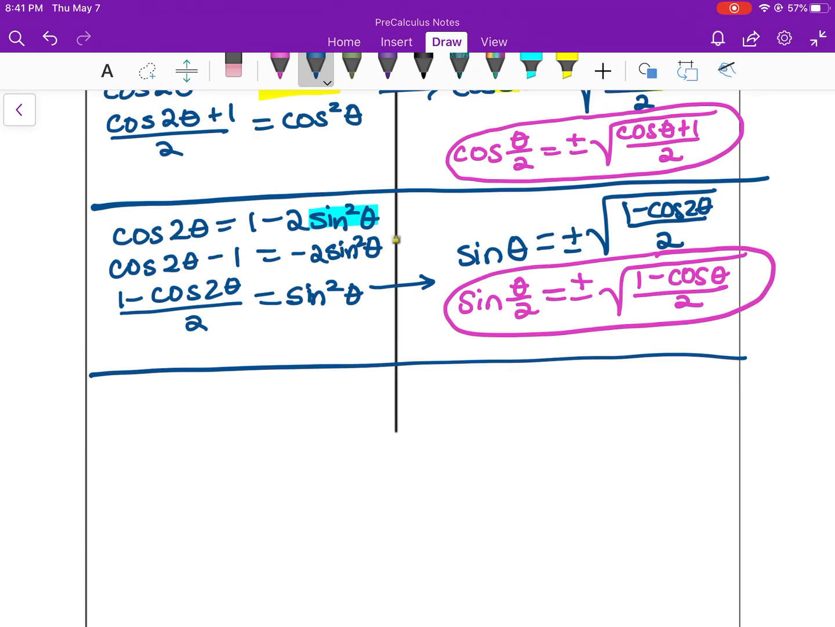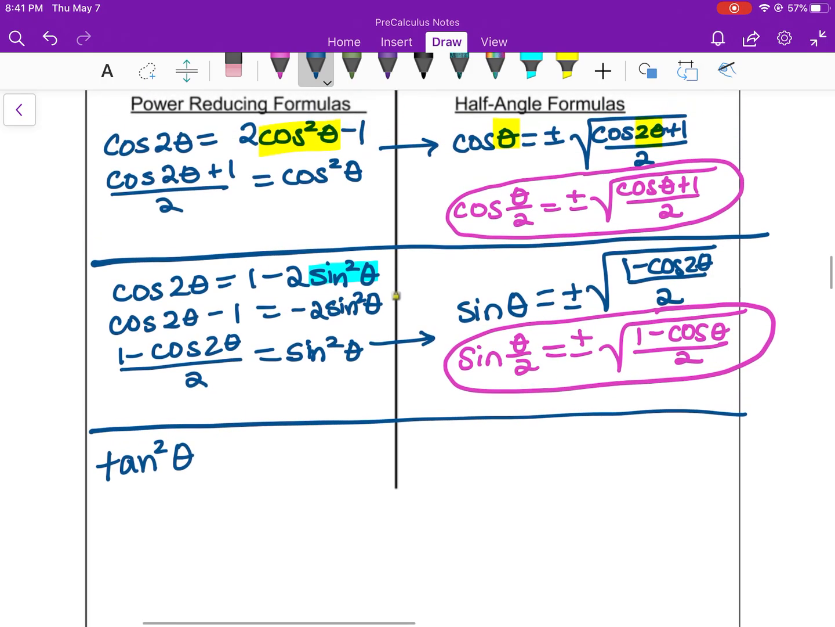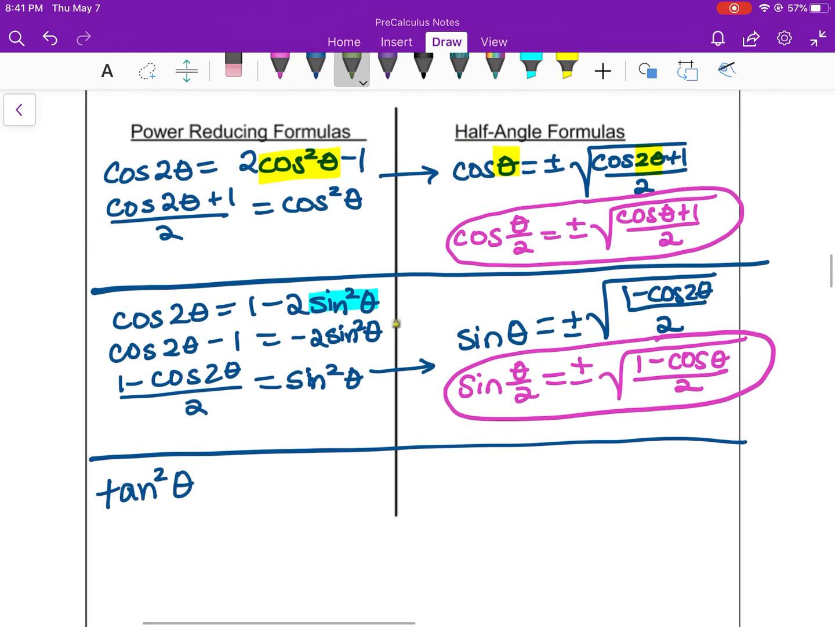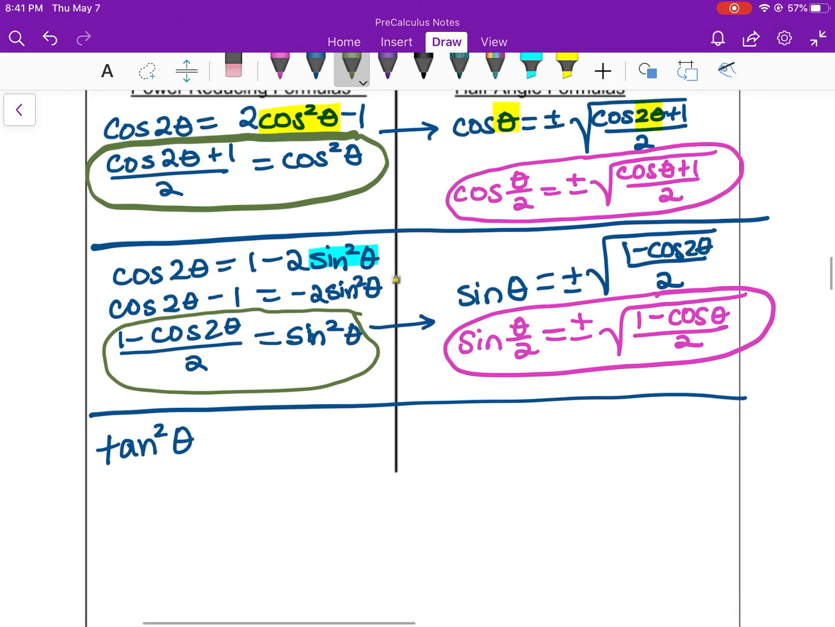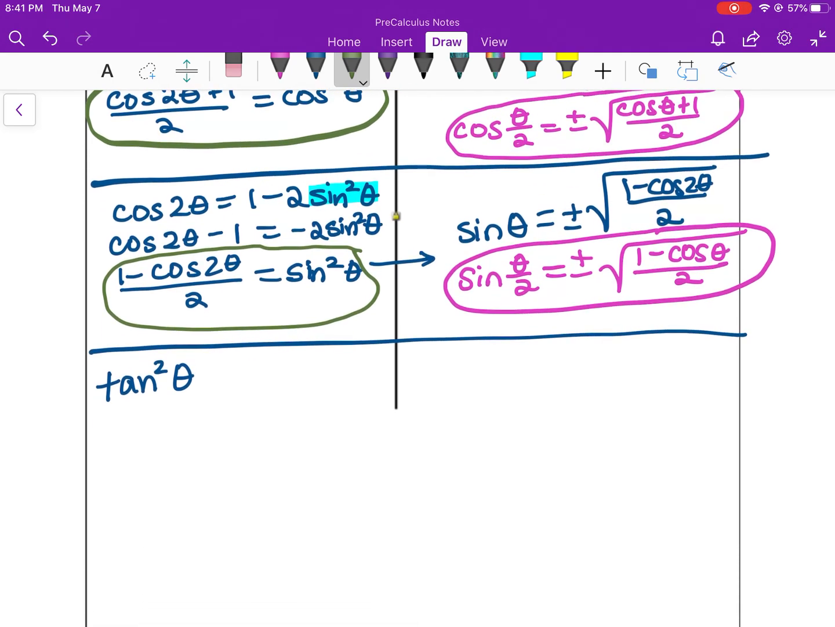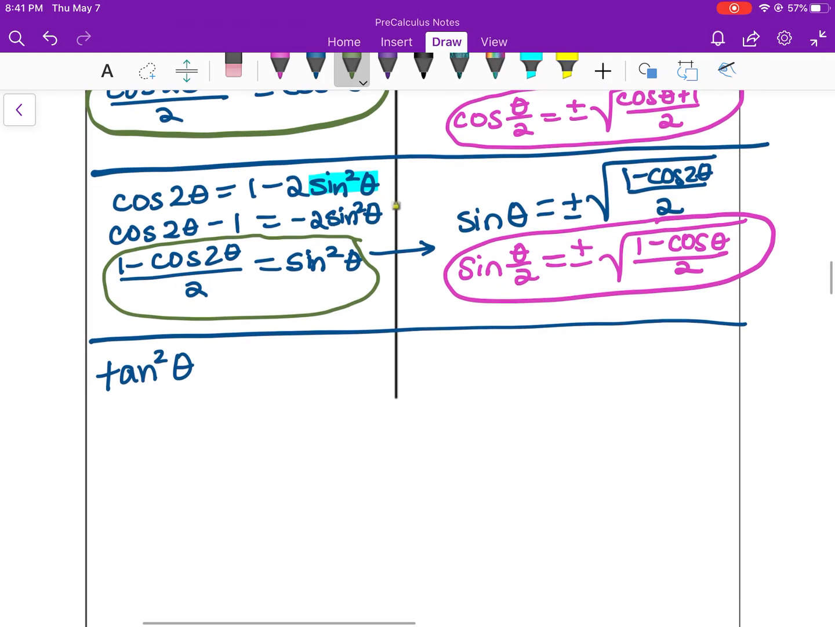And then we get into tangent. So if we want to find tangent squared of theta, and by the way, I should be circling these. These are identities as well. This is the power reducing formula for cosine squared. This is the power reducing formula for sine squared. So basically you've taken a squared function, cosine squared, and now you've written it back into cosine to the first power. Here we've taken sine squared and we've written it back as cosine to the first power.